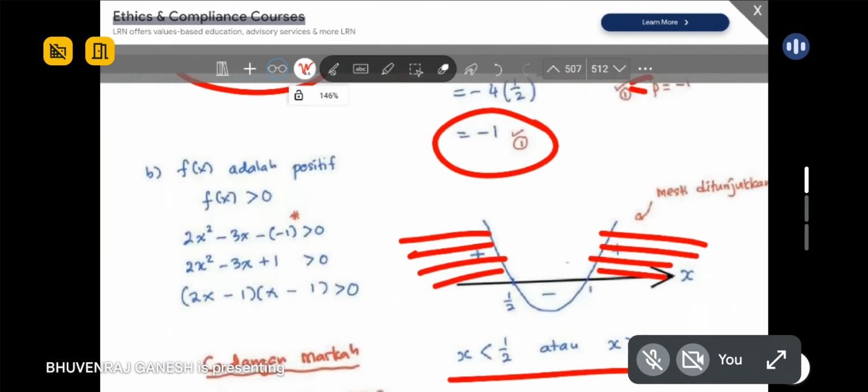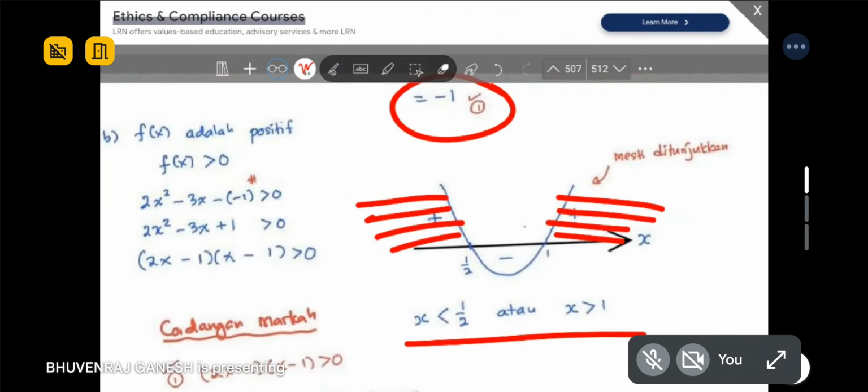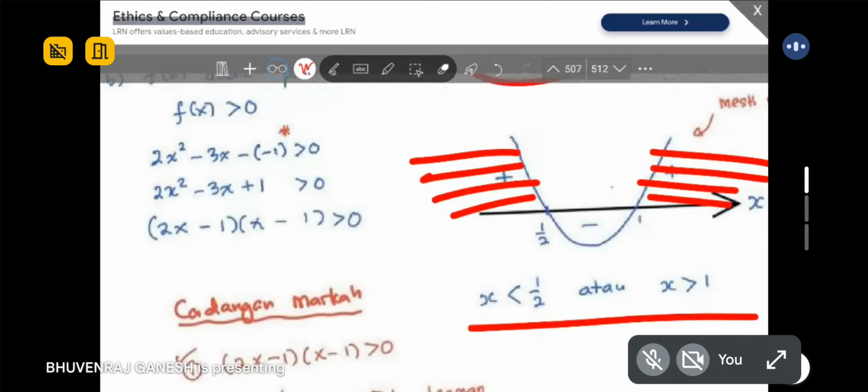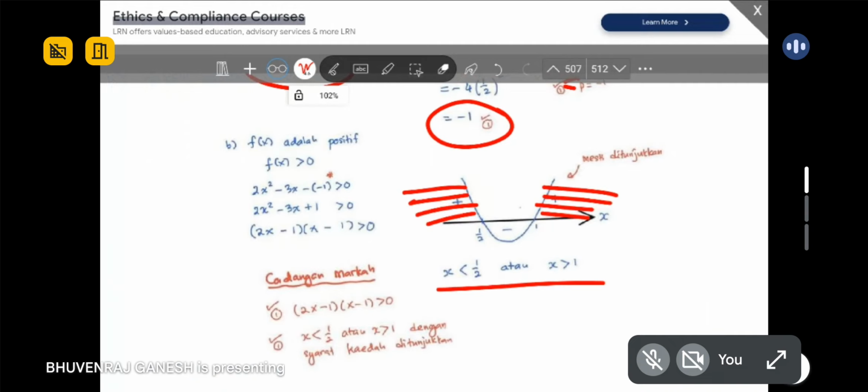Okay, are you clear, guys? This method? Any problem? Solve the equation over here. So you will get the roots, x is half and x equal to 1.